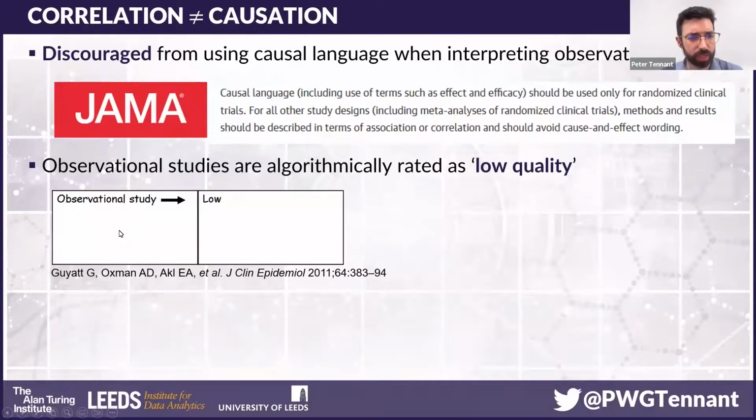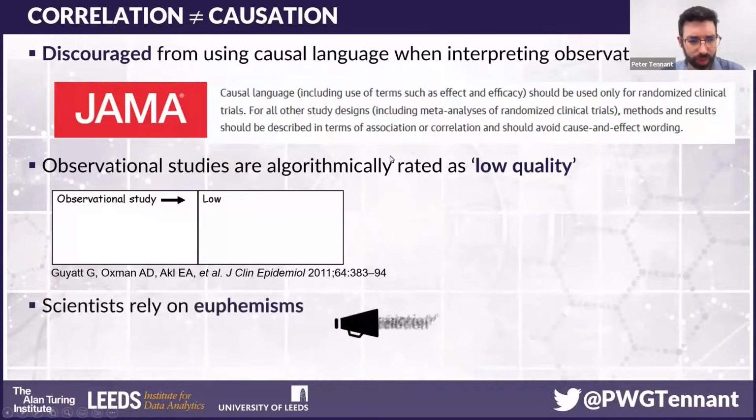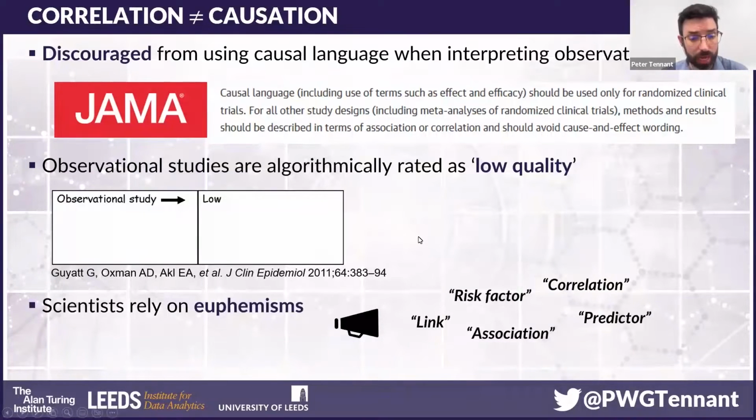So this is just a tiny section from the so-called GRADE criteria. The GRADE criteria is used by evidence synthesizers to try and judge how confident we are in the quality of a piece of research. And it automatically decides if a study is observational, the quality is low. There might be some caveats to that, but essentially that's the algorithmic process. And as a consequence of all of this, we as scientists have been taught to rely on euphemisms rather than talk about cause and effects or causal relationships. We tend to talk about links and associations and predictors and risk factors and correlations instead.